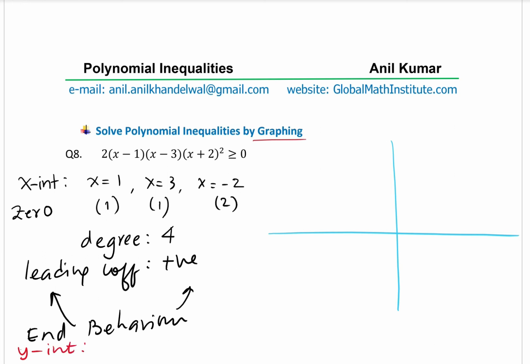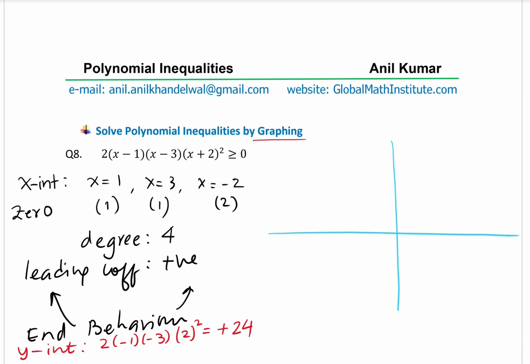So when x is 0, we get 2 times minus 1 times minus 3 times 2 squared, which is 4 times, first is the sign. So it becomes a positive thing. 2 times 3 is 6, 6 times 4 is 24. So we have positive 24 as your y-intercept.